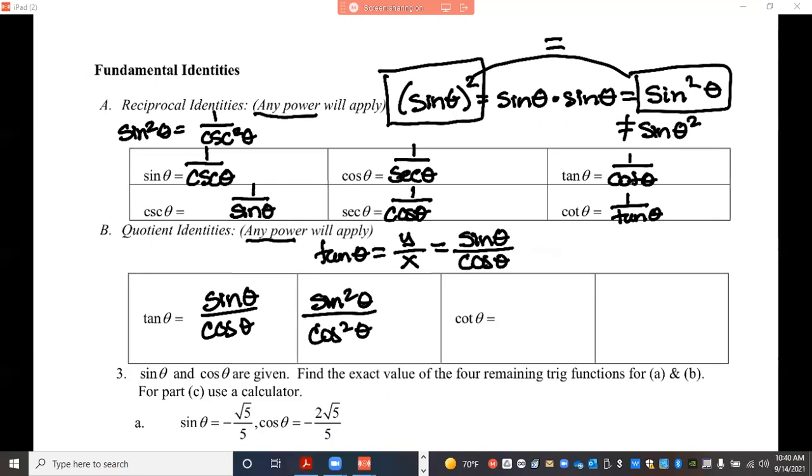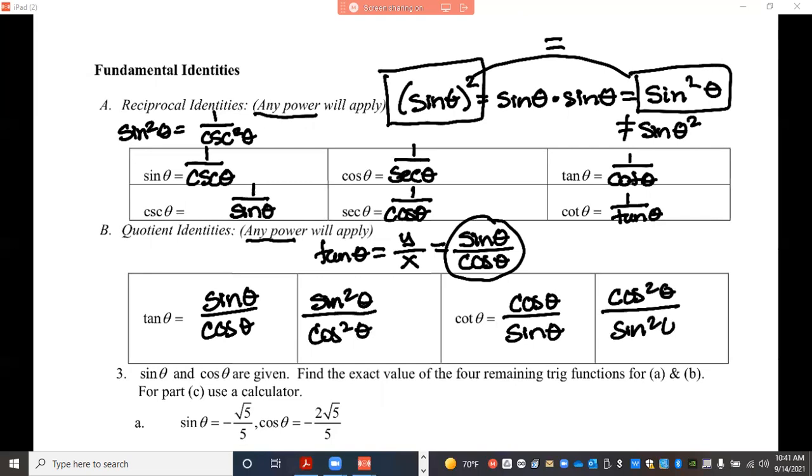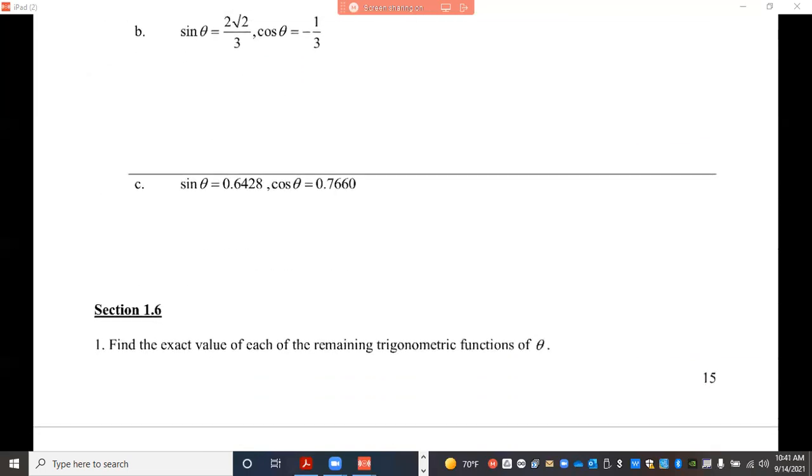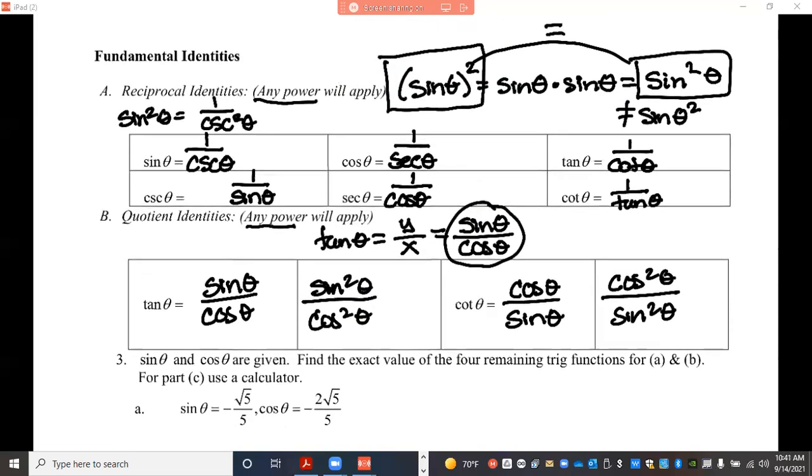Cotangent, remember, is the reciprocal of the tangent. So cotangent of theta is going to be the reciprocal of sine over cosine. So cotangent of theta, I can write as the cosine theta over sine theta. X over y, remember cotangent's x over y. So cosine over sine. It also applies for other squares, the cosine squared theta over sine squared theta. So those are some fundamental identities that we'll be talking about in this section.